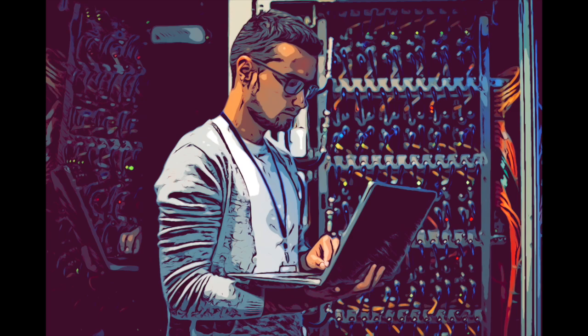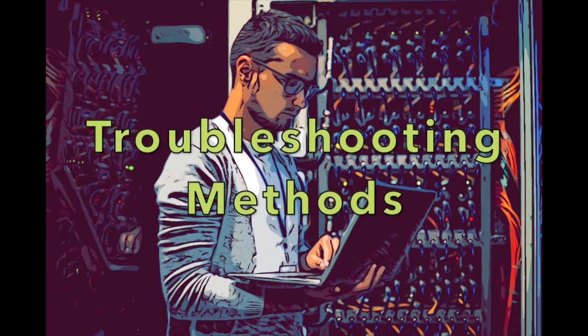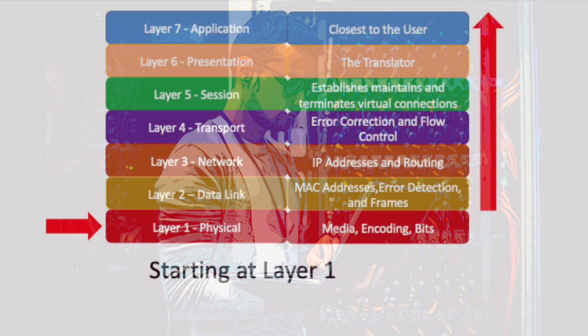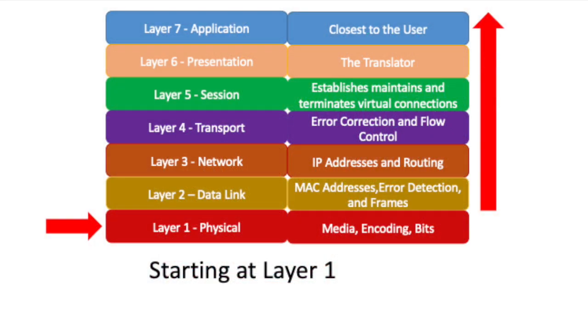This micro-credential deals with troubleshooting methods and consists of 5 targeted skills. This targeted skill is about the bottom-up approach to troubleshooting. There are 3 different approaches for using the Open Systems Interconnection (OSI) model in troubleshooting.